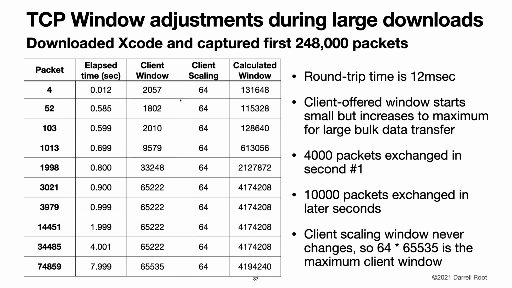131,648. The window size started small, and then between the 100th packet and the 1000th packet, the window size started increasing dramatically. And the calculated window size increased till at about 0.9 seconds, we were very close to the maximum window size given our scaling. Just under 4,000 packets were exchanged in the first second. And then in the second second, we increased that by 10,000 packets. So we more than doubled our rate of transmission.